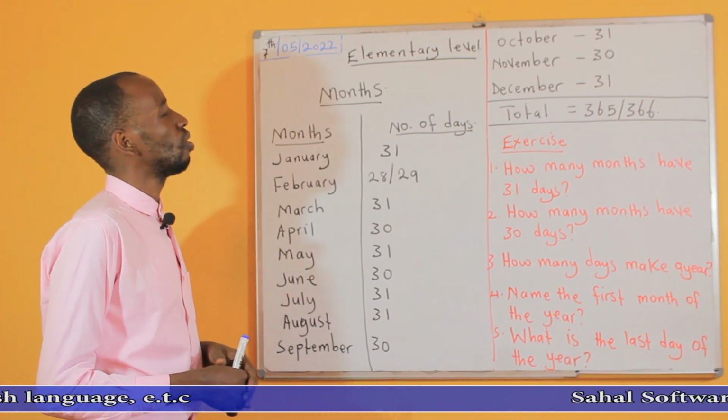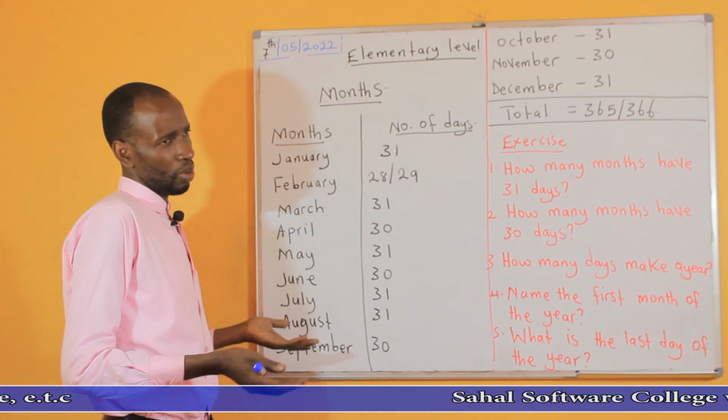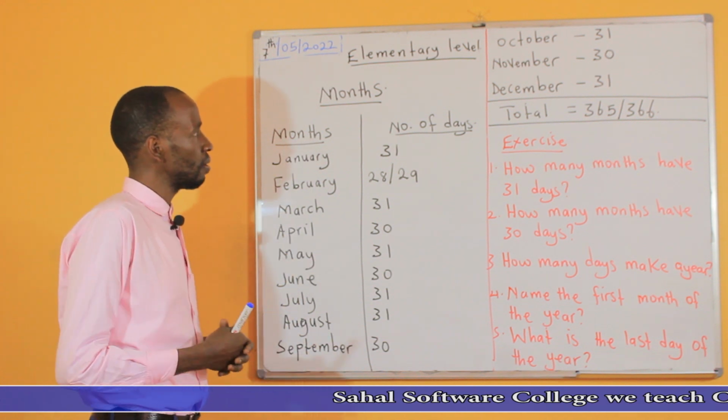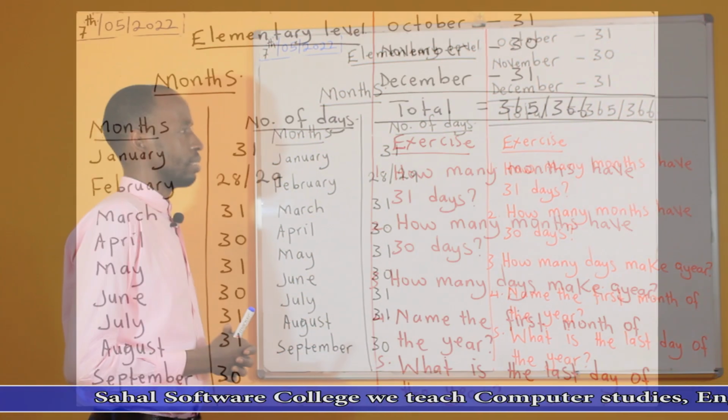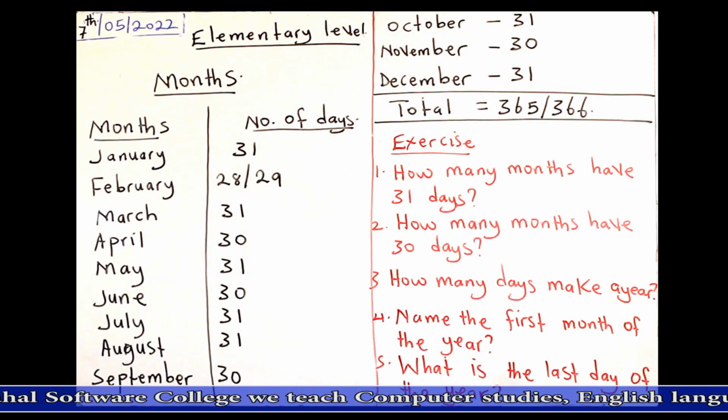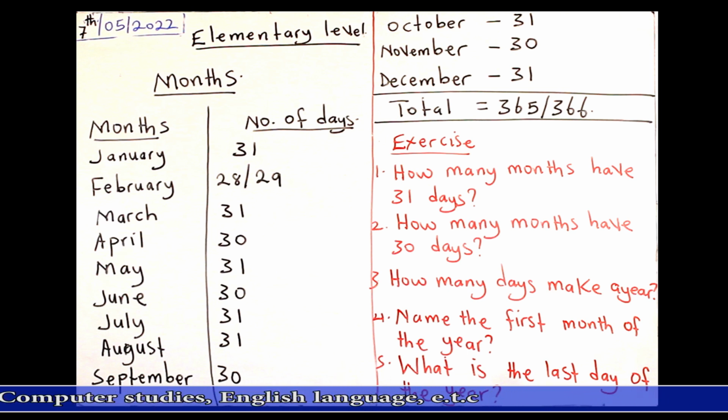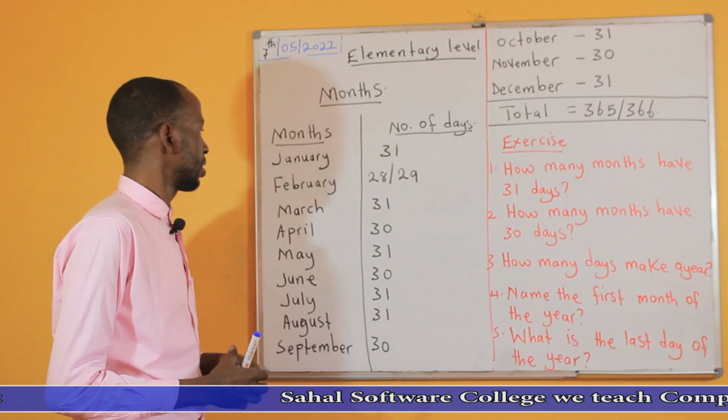Okay, let's also go to pronunciation now, because we need to know how they are pronounced. January, February, March, April, May, June, July, August, September, October, November, December.